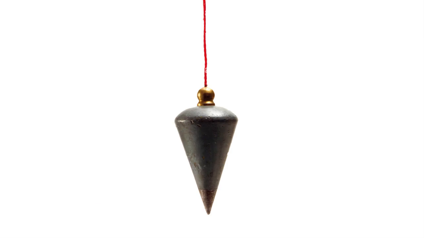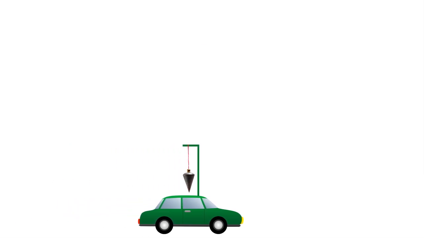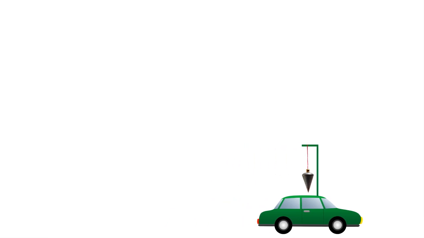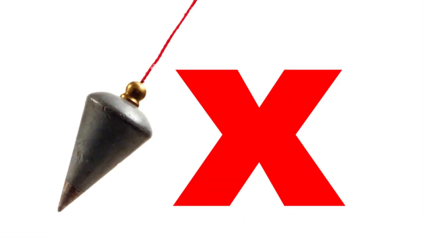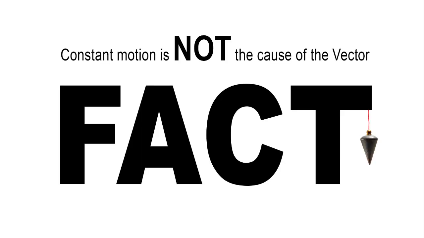If it is to be believed that vertical constant motion affects the plumb bob, then horizontal constant motion must also affect the plumb bob. You cannot have it only work in one direction. But it doesn't matter how fast you travel horizontally. If the velocity is constant, the plumb bob will always hang down vertically in its original position. This definitively proves that constant motion is not the cause of the vector.